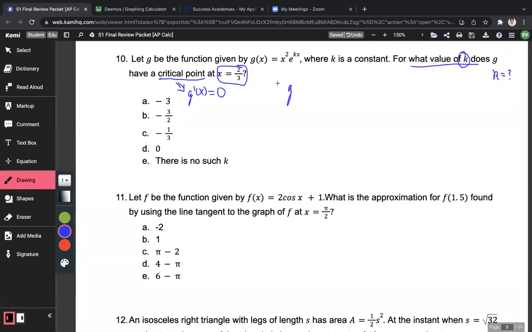So if we know that critical points only occur when our first derivative is equal to 0, let's find that first derivative. K prime of x here, I've got two functions of x. I've got x squared and e to the kx. So I'm going to have to use my product rule.